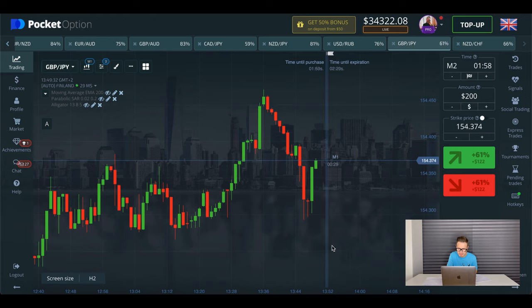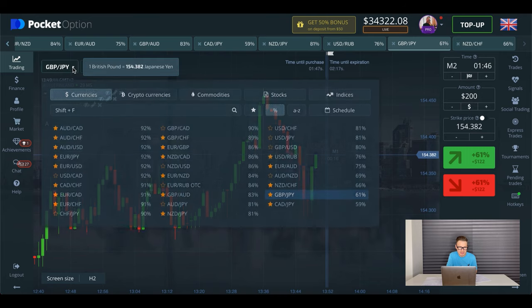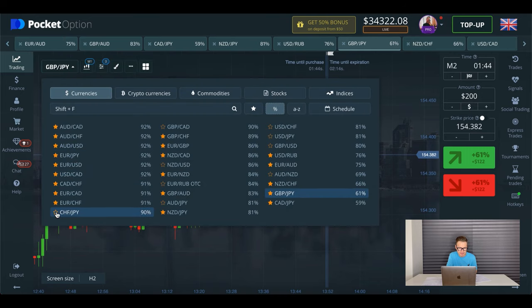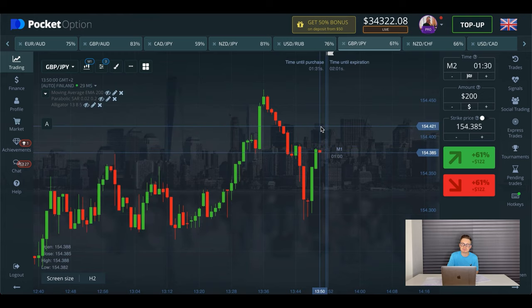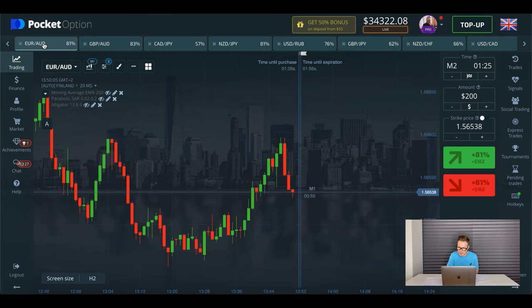Let's find currency pairs, using the examples of the studies, candlestick patterns, and open deals. Choose currency pairs for trading. Okay, very good. Choose standard candles, time frame 1 minute, purchase time 2 minutes. Okay, very good. Looking for signals to entry.